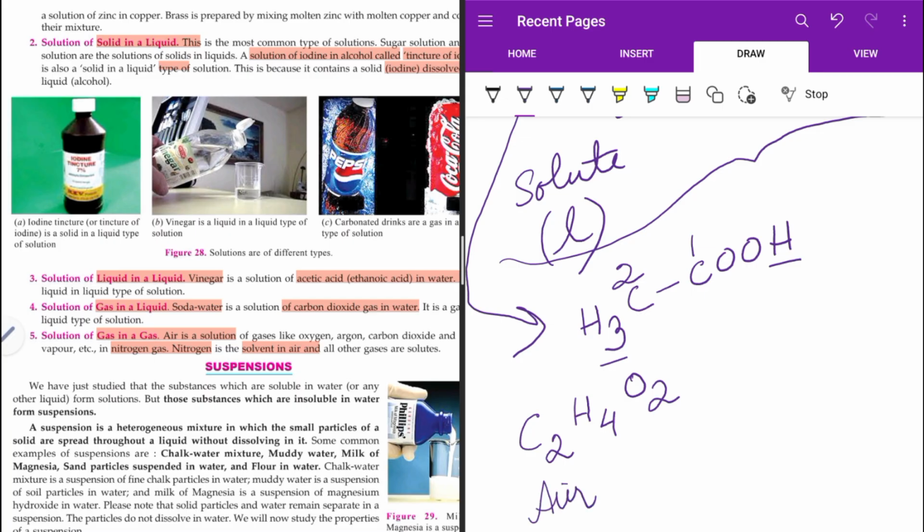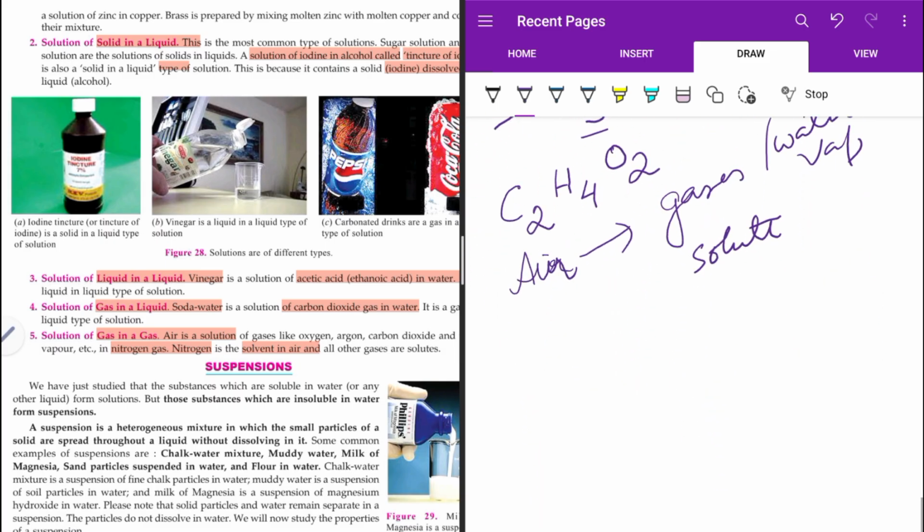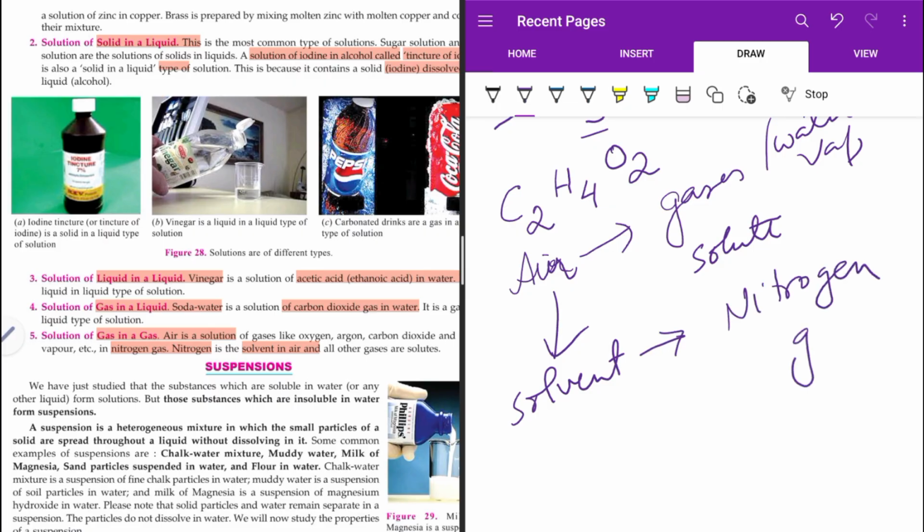So nitrogen gas is acting as the solvent when I talk about air. If I take air, then the other gases, even water vapor, are acting as solute. And what is the solvent? In air, the solvent is nitrogen gas. Keep this in mind: nitrogen gas is N2. Next, moving on to suspensions.